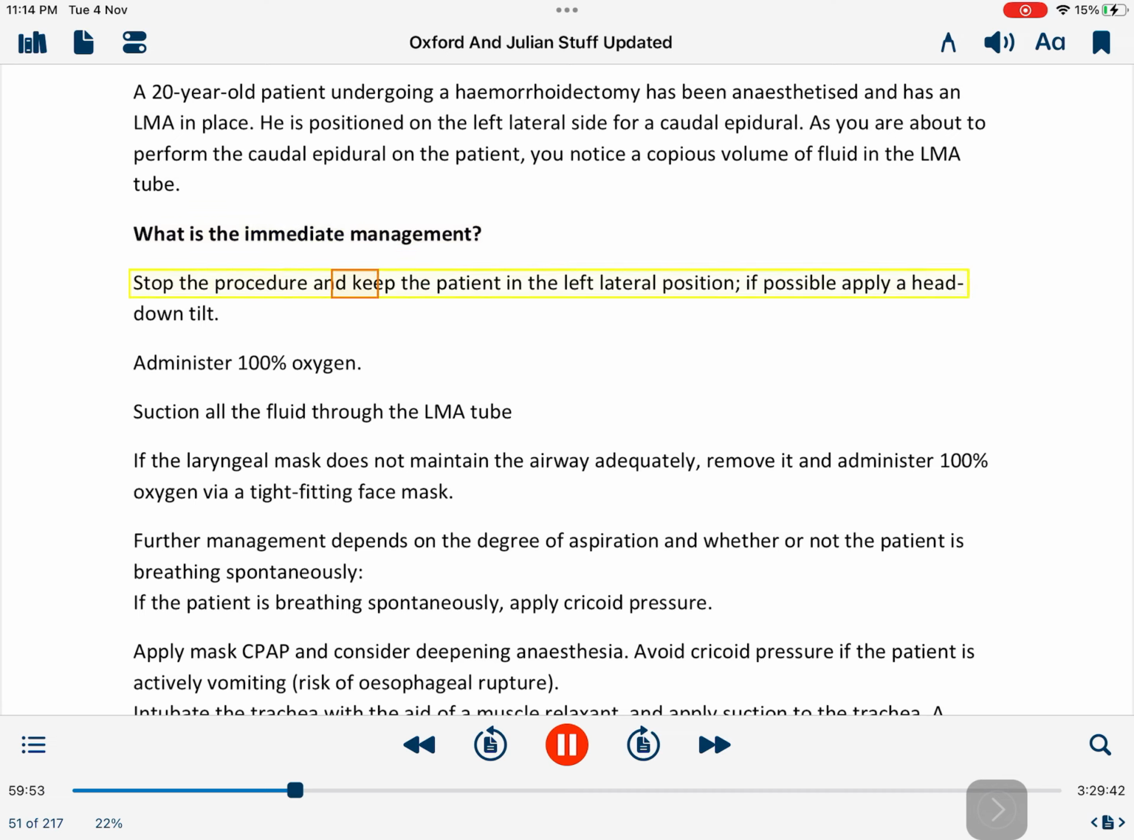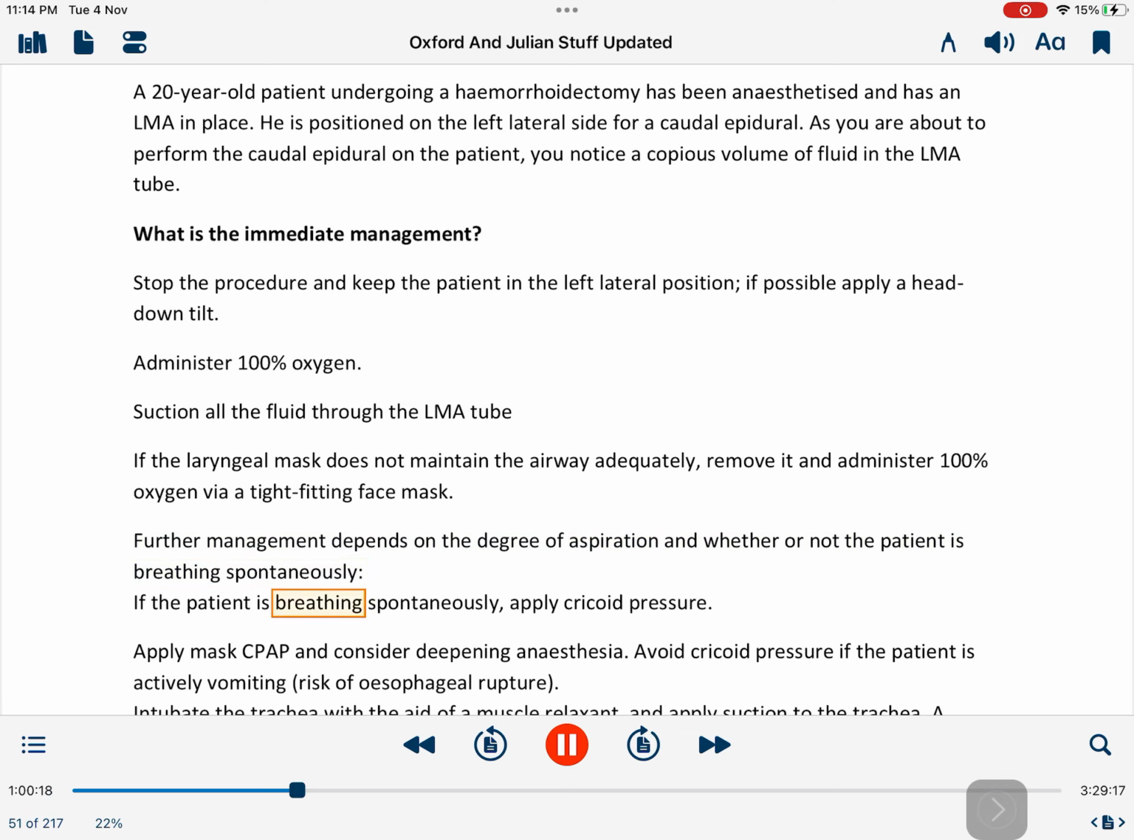Stop the procedure and keep the patient in the left lateral position. If possible, apply a head-down tilt. Administer 100% oxygen. Suction all the fluid through the LMA tube. If the laryngeal mask does not maintain the airway adequately, remove it and administer oxygen via a tight-fitting face mask. Further management depends on the degree of aspiration and whether or not the patient is breathing spontaneously.